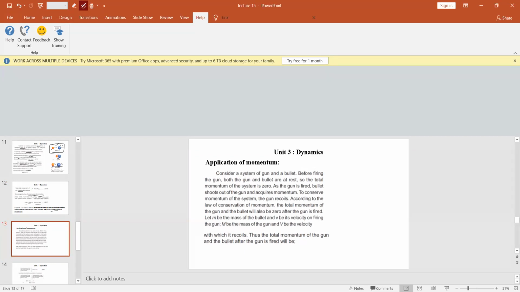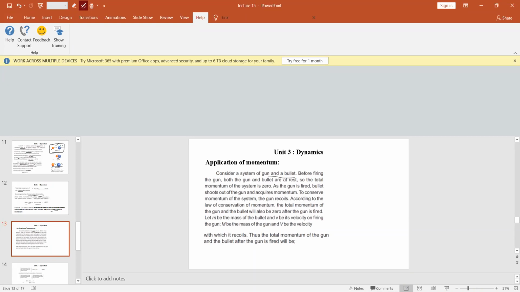Consider a system of a gun and a bullet. See, these are two bodies making a system. I mentioned that two or more bodies make a system. So there are two bodies, gun and bullet, making a system. Before firing the gun, you have noticed that the gun and bullet are at rest. It means they have mass. The gun has a different mass, the bullet has a different mass, but their velocity is zero because they are at rest. So the total momentum of the system is zero in this case, meaning their initial momentum is zero because they are not in a state of motion, they are at rest.